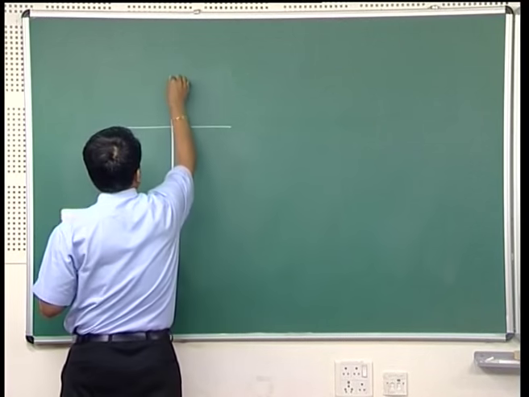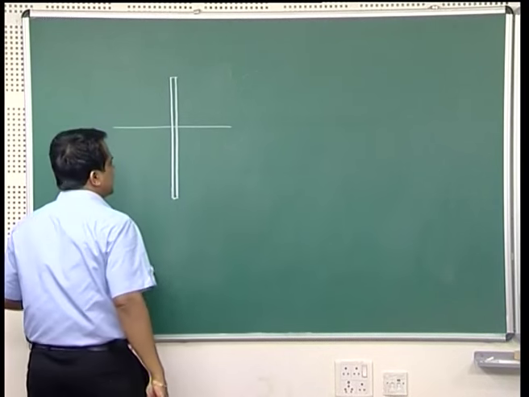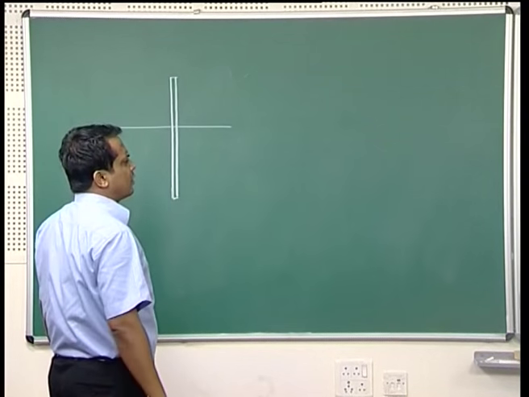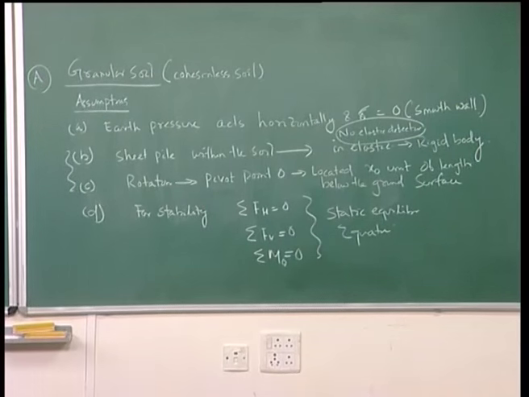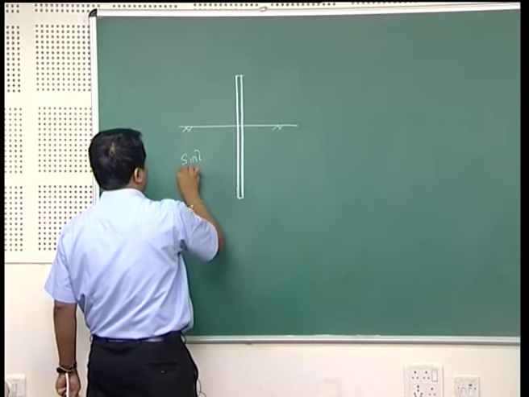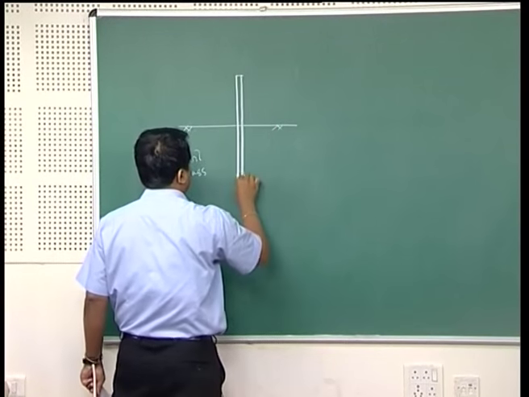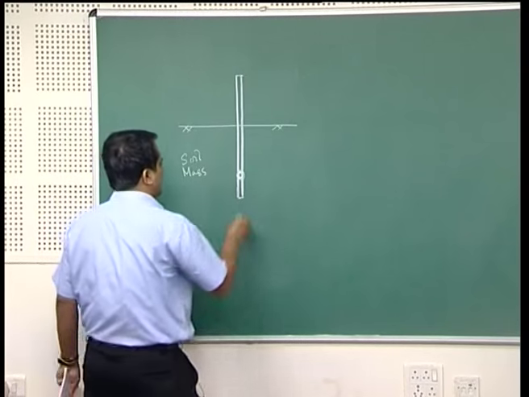Now, let us understand the mechanics of this cantilever retaining wall, cantilever sheet pile, inside the granular soil or cohesionless soil. This is case 1, say A, inside the cohesionless soil. What will happen? As per assumption B, the second assumption, it is a rigid body. Because of the rigid body, it will rotate about some point O, and this point O will be located at a distance x0 below this soil. This is your soil mass. So, this is my point of rotation, pivot point O.